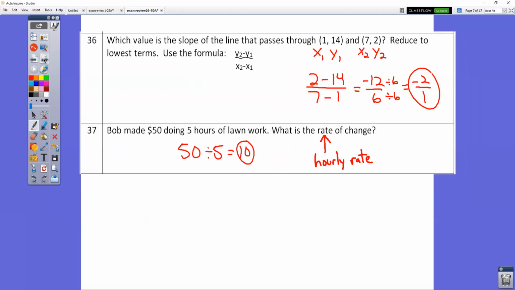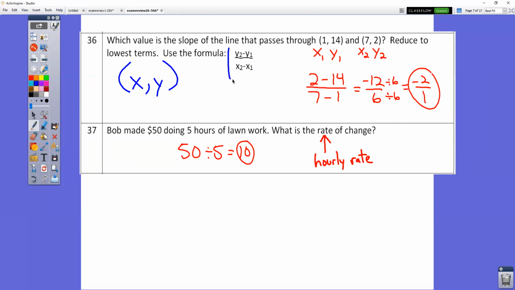Number 36 is one that a lot of people get wrong as well. You're given 2 points, 1 comma 14 and 7 comma 2. You need to find the slope between those 2 points. Remember that all points are written x comma y. So 1 is an x, 14 is a y, 7 is an x, 2 is a y. 1 comma 14 is your first point, these get 1s. 7 comma 2 is your second point, those get 2s.